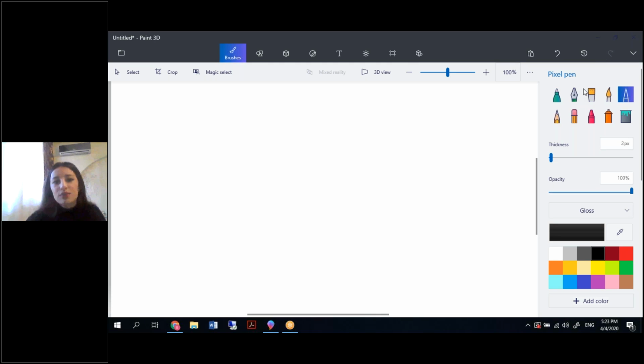Hello everyone, today we will talk about simultaneous equations. What are simultaneous equations? They are two equations with the same unknowns, and they are simultaneous because they are solved at the same time.